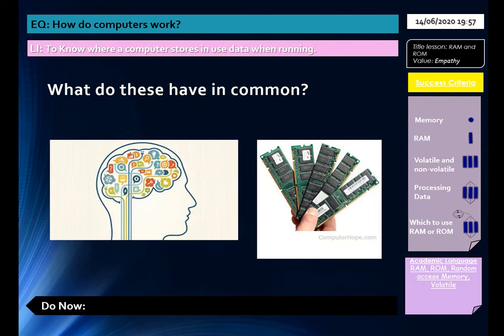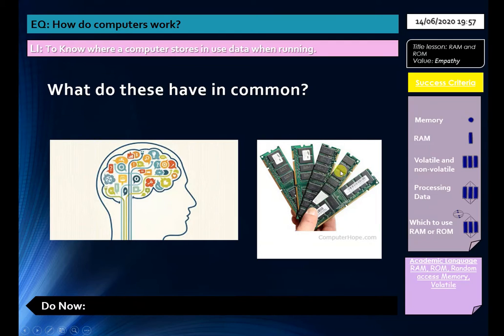What do these have in common? So here is your brain, where you store your information. This is RAM, and in the middle here is a type of ROM. This is where computers store things that are being processed.